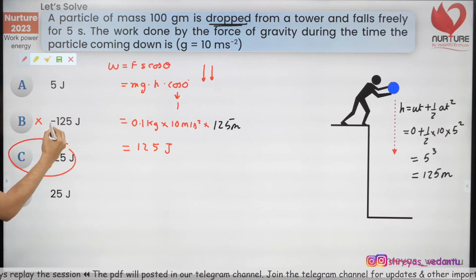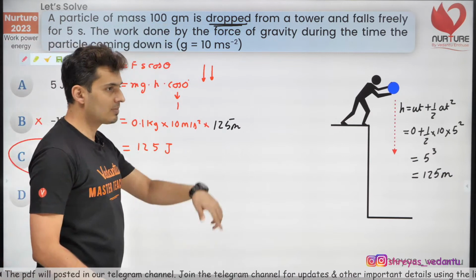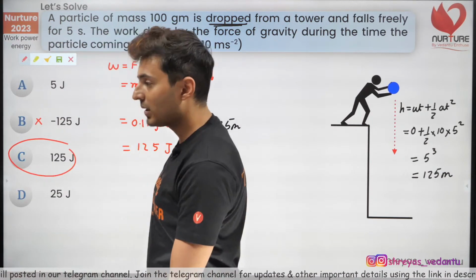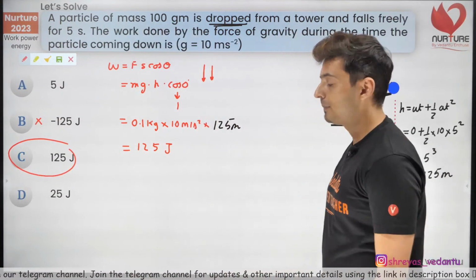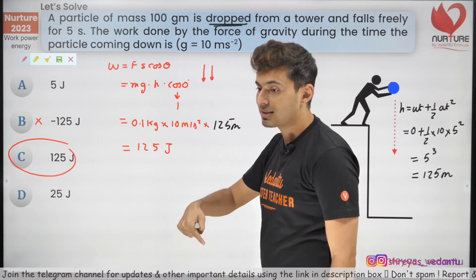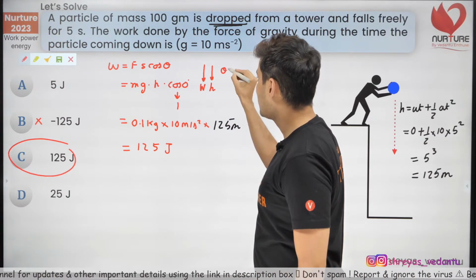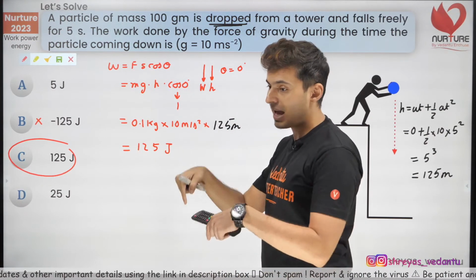Do not mark B. It's negative. It will be positive. Why positive? Force and displacement are in the same direction. Got it? No, it is not B. Be careful. It is C. The work will be positive. Weight is downwards, displacement is also downwards, theta is 0 degrees, it's parallel.